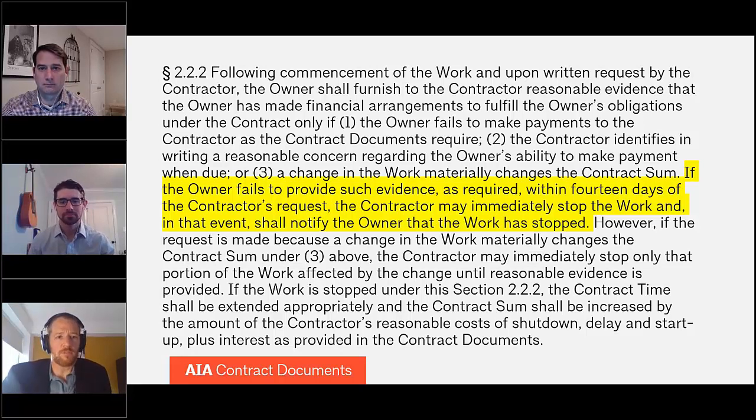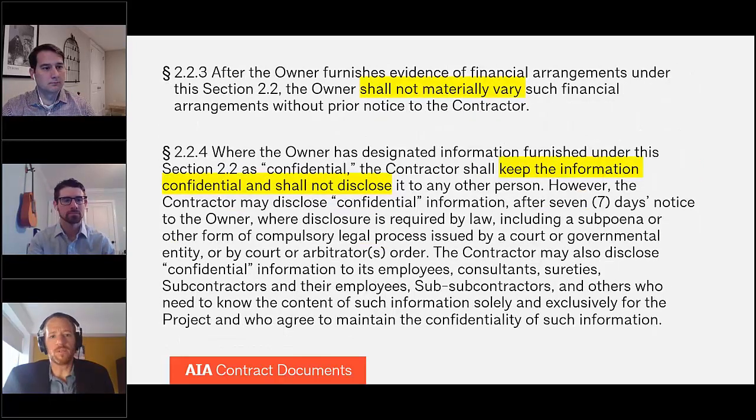So just to finish up on a couple of topics that also deal with the contractor's right to request financial information of the owner. In section 2.2.3, there is a requirement that once the owner has furnished evidence of financial arrangements, the owner shall not materially vary them without notifying the contractor. And also in section 2.2.4, it's likely that the information that the owner provides to the contractor is going to be sensitive in some manner. It's financial information. It might be information about loans that the owner has taken out. So under section 2.2.4, the owner has the ability to designate information as confidential.